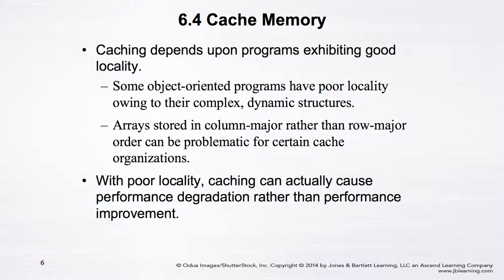Also, the caching depends upon the program exhibiting good locality. Some object-oriented programs have poor locality owing to their complex and dynamic structure. For example, arrays stored in column-major rather than row-major order can be problematic for certain cache organizations as well. With poor locality, caching can actually cause performance degradation rather than performance improvement, as we have been discussing so far.